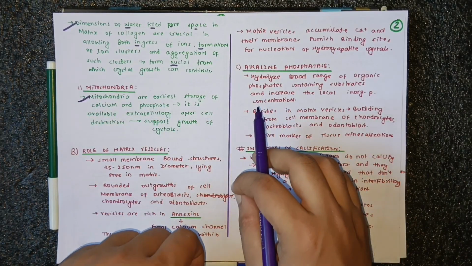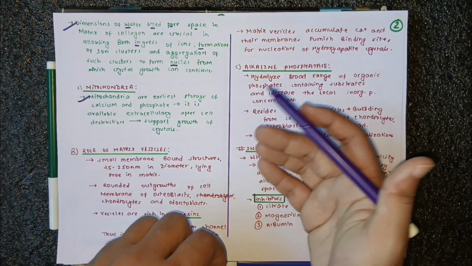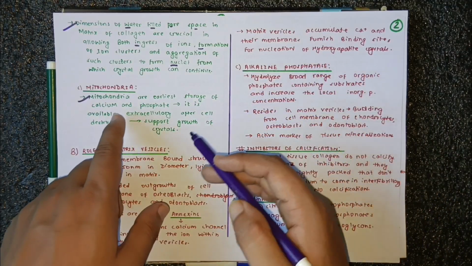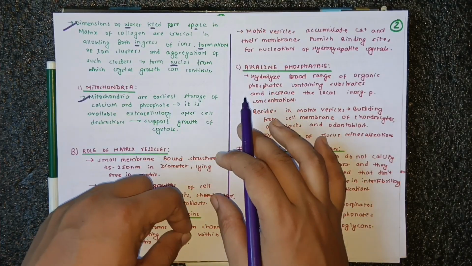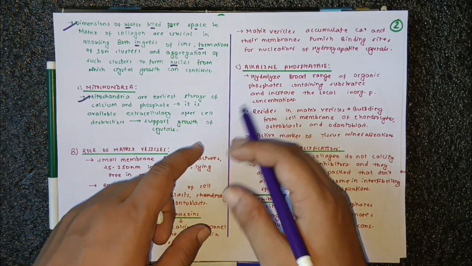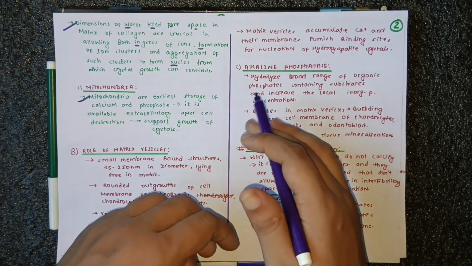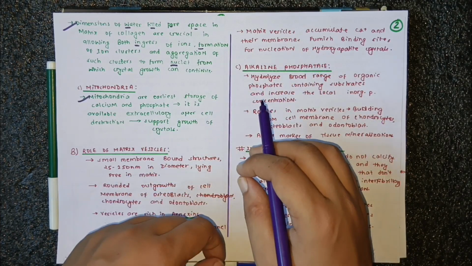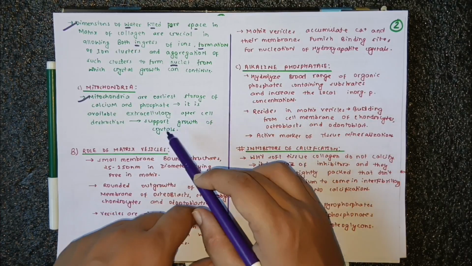Okay, so mitochondria are the storehouse. As it is a powerhouse, it is also the storehouse of calcium and phosphate. So the content of calcium and phosphate is more in the mitochondria, but when it is destructed due to any kind of reason, there is a release of those calcium and phosphate.